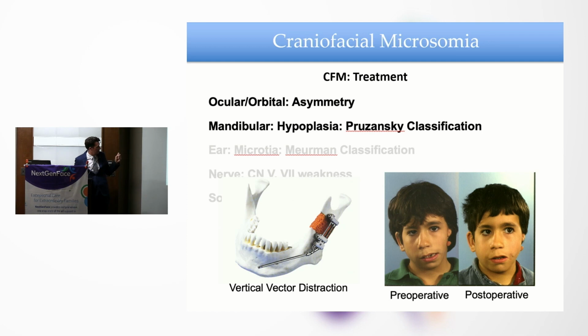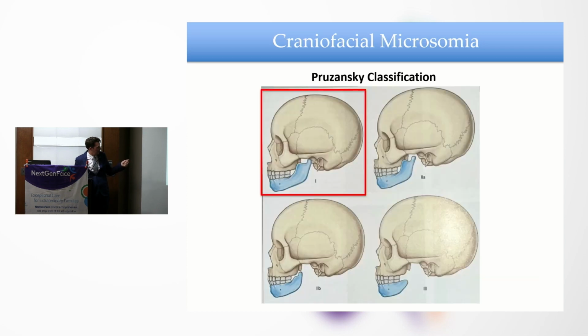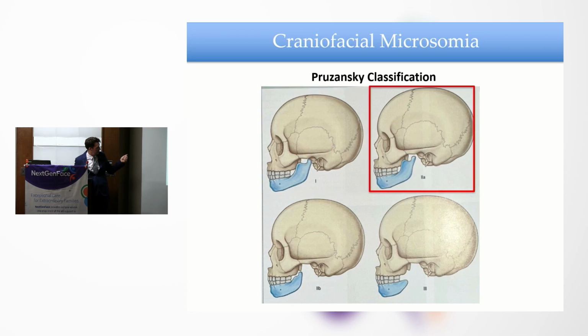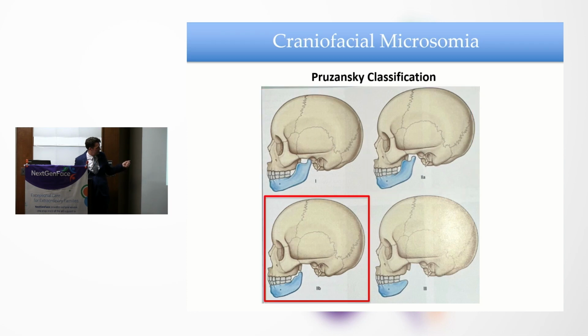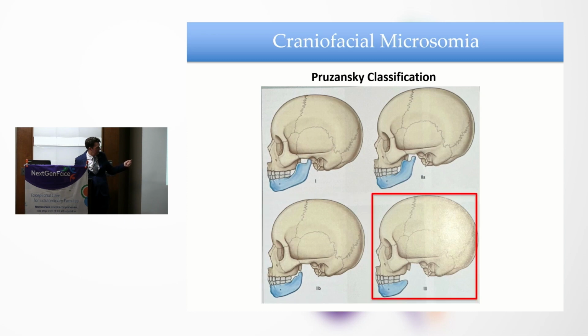Dr. Hirsch was talking about mandibular hypoplasia with these cases. You can do distraction in mid-childhood to increase the bone, and you can see the correction, but you got to decide who. So Pruzansky, class 1, smaller mandible, but still within the fossa. Pruzansky 2A is out of the fossa, 2B, even smaller, and 3, there's no condyle, there's no ramus.